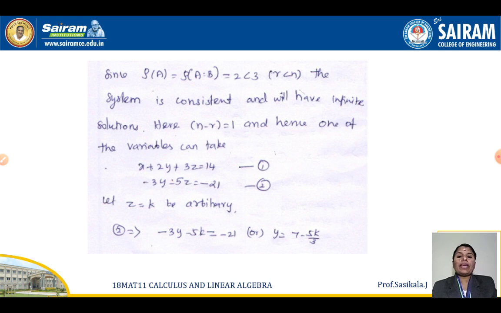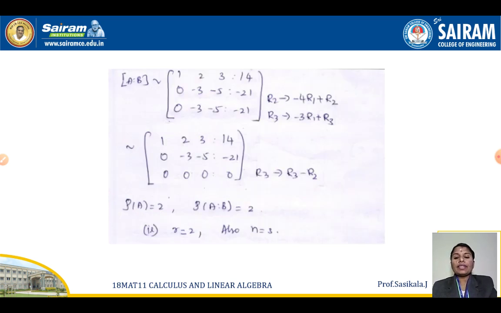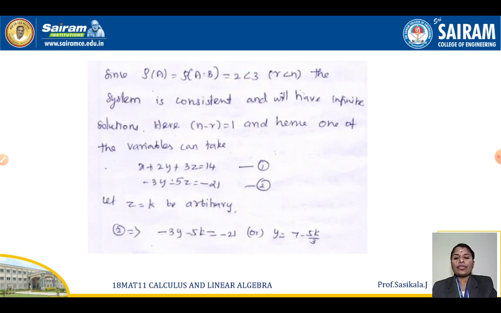That means you will be having many solutions, right? Infinitely many solutions. You have to introduce an arbitrary constant. So you can see that is what is mentioned: n minus r, which is equal to 1, so you can take one variable. You can consider one variable, right? So now you can substitute: x plus 2y plus 3z equal to 14, then minus 3y minus 5z. Multiplying by minus, you will get 3y plus 5z is equal to 21.